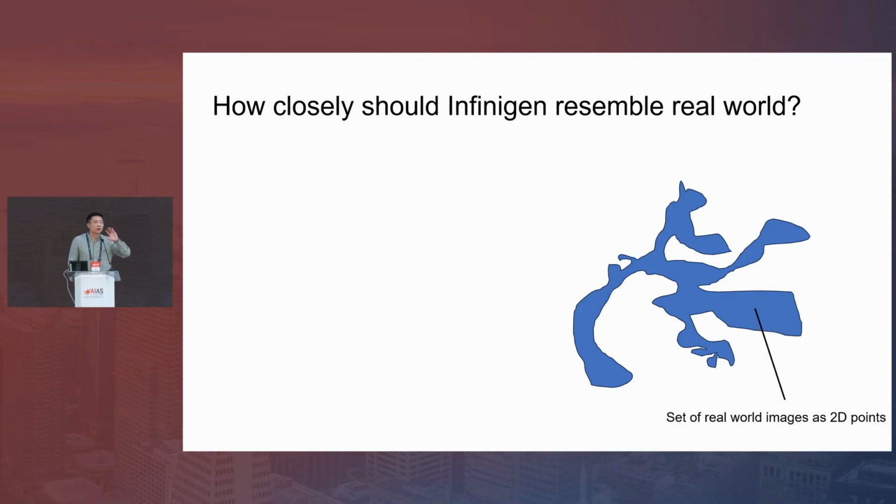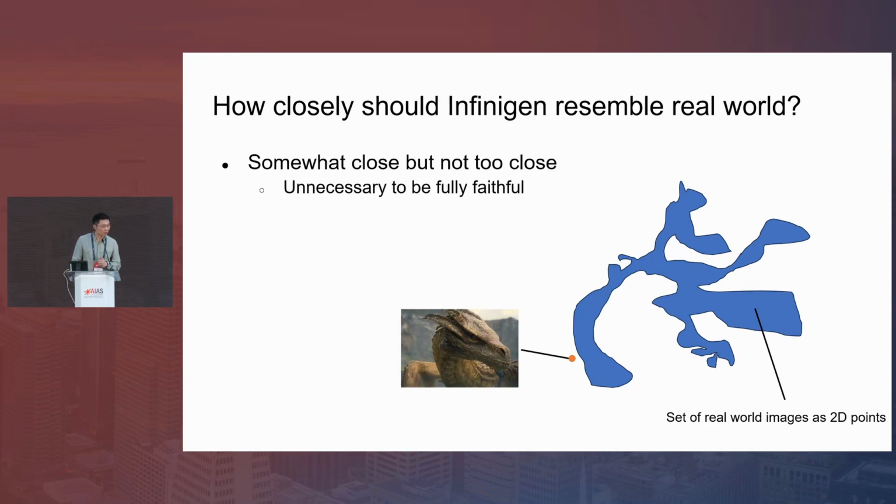If you think of the set of images in the real world as a high-dimensional manifold, this manifold can actually be very, very complex. Do we need to get the synthetic data to resemble this distribution very closely? That will seem very difficult. So our answer is that we believe that we just need to be somewhat close, but not too close. It's actually not quite necessary to be fully faithful to the real-world distribution.